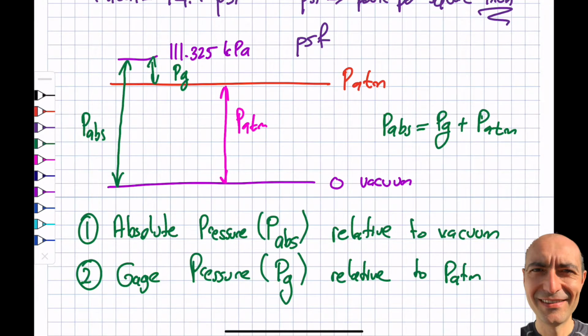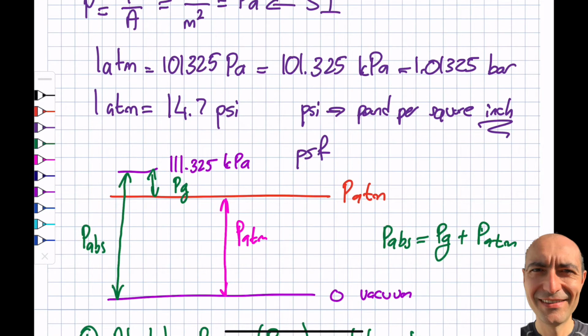Okay. The thing that we need to be careful about: when I teach face-to-face, everybody says to me, oh, I love this, this is great, this is not so much, right? But I'll tell you a counterpoint. When I tell you the pressure is, let's say, 111.325 kilopascal, relative to what? To here or to here? There's no distinction because the unit is the same, kilopascal.